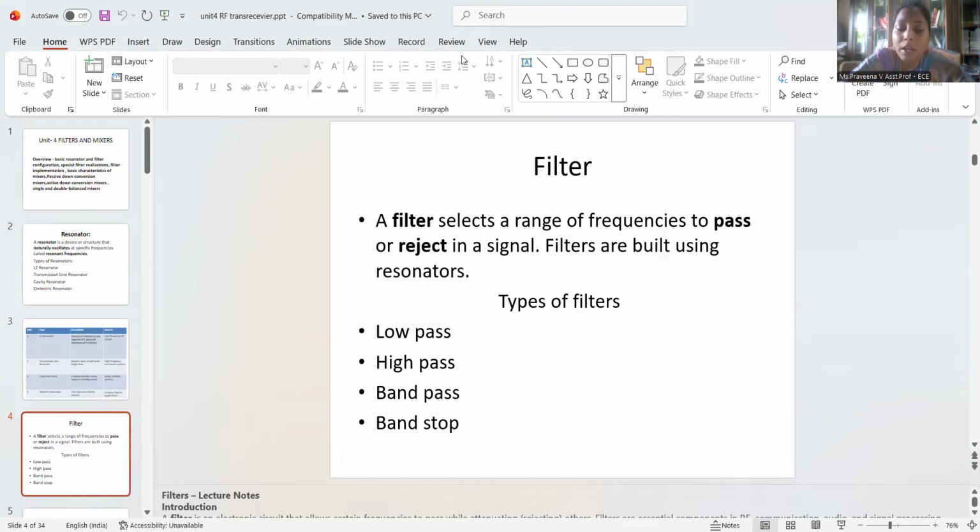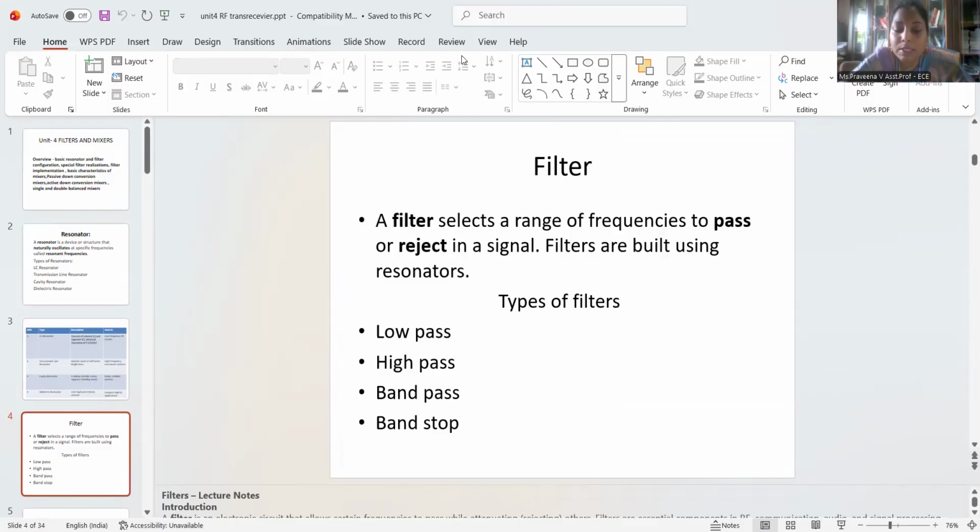A band pass filter allows only a specific range of frequencies to pass through and rejects frequencies outside that range. That is a band pass filter. And a band stop filter, which is called a notch filter, rejects a specific band of frequencies while allowing the frequencies above and below the band to pass through. These are the different types of filters.